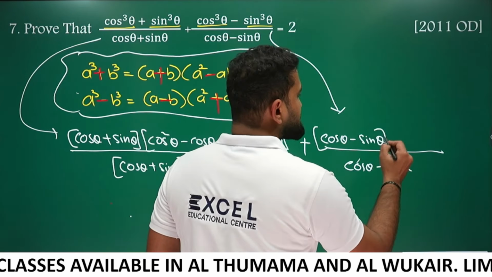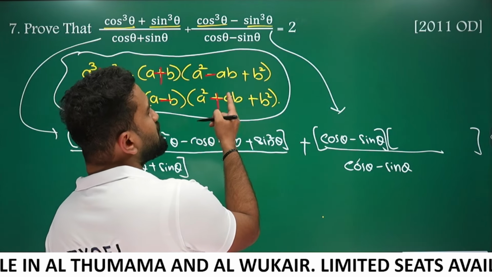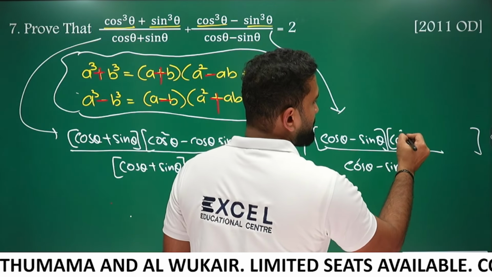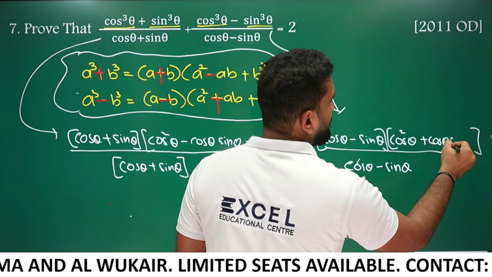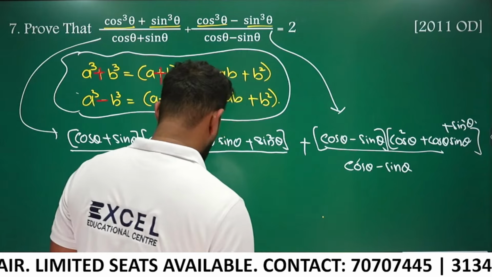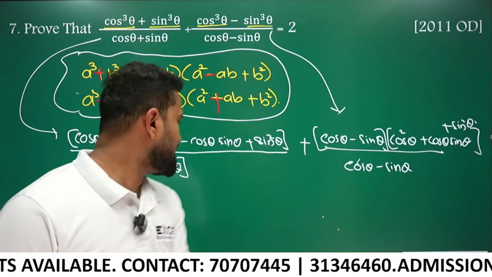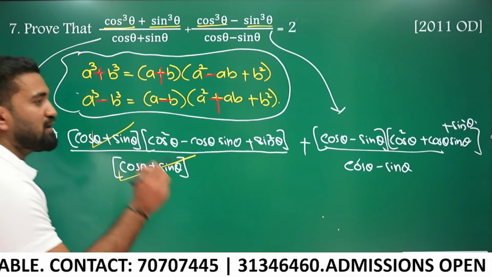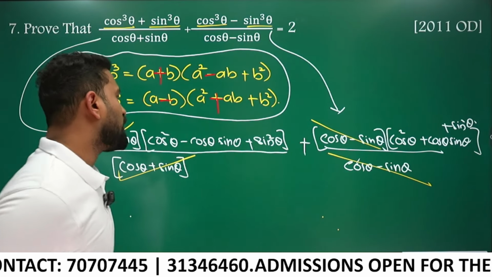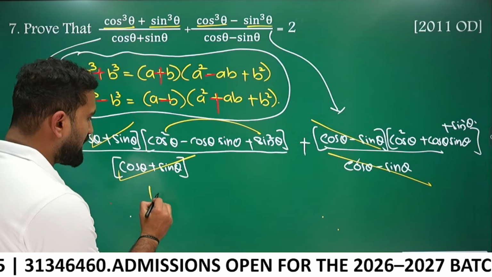Now this multiplied by something. What is that here? This will be a square plus ab plus b square. Now you got the answer in one last term. Here we go. Cancel these two, cancel these two. So what is cos square plus sin square? 1. So 1 minus cos theta sin theta.